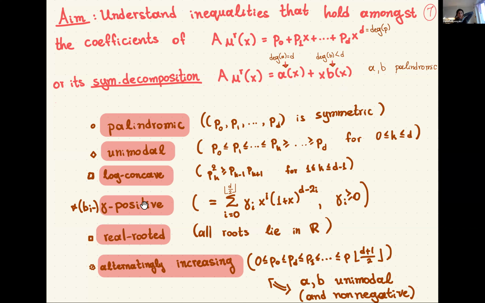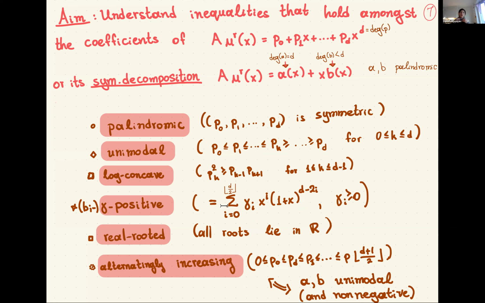And here, for example, in the notions, I will emphasize gamma positivity. So if our polynomial can be expressed in a certain basis, and the coefficients in that basis, the gamma i's, are non-negative, we say that it's gamma positive. And necessarily, if this happens, our polynomial is palindromic. So only for palindromic polynomials does it make sense to ask about gamma positivity, right?